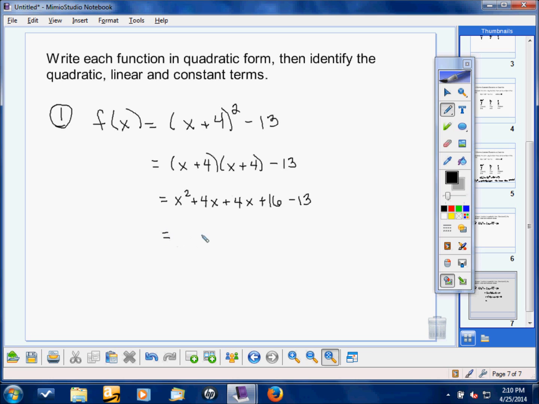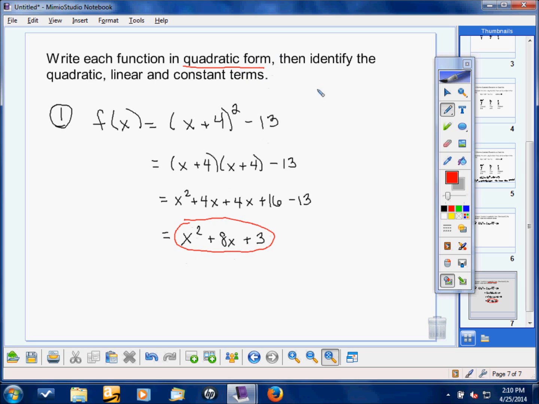So we're still not quite in that form. We've got things you can put together, so you combine your like terms. X squared plus what? 8x, because the 4x and 4x can go together. And can these go together? Yeah. Plus 3. So this is our quadratic form.